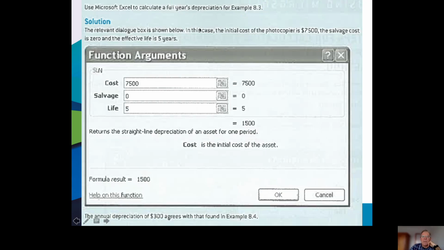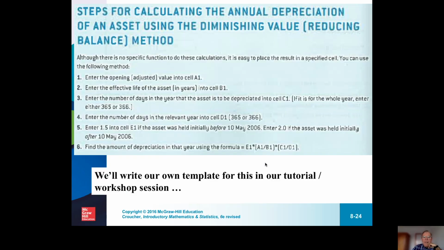So here we are entering data from a question we did earlier. 7,500, salvage value is nil. We're writing it off over 5 years, $1,500. It's the depreciation. There is no built-in formula for the diminishing value, but we could just write a nice little template, which we'll do in class, which will calculate the amount of depreciation. So we'll do that in our workshop session.